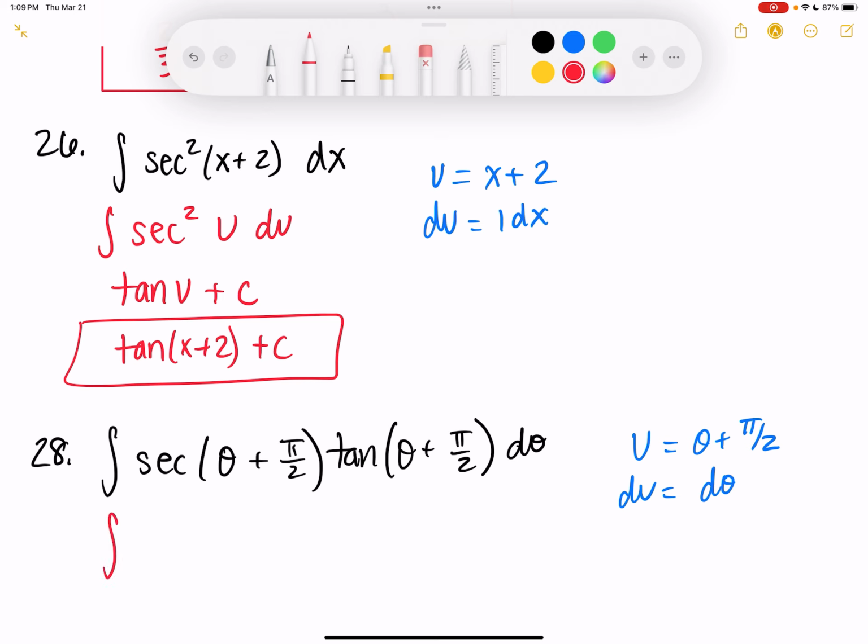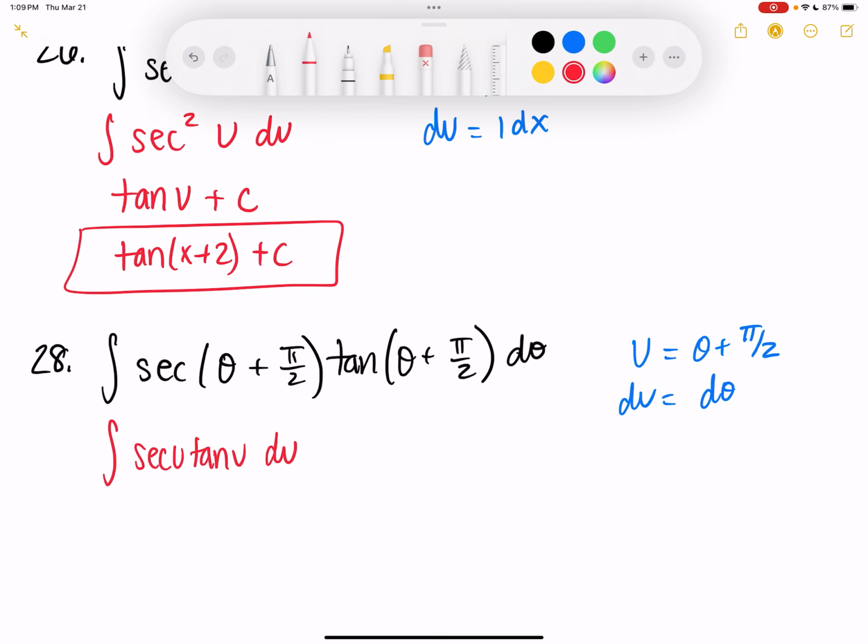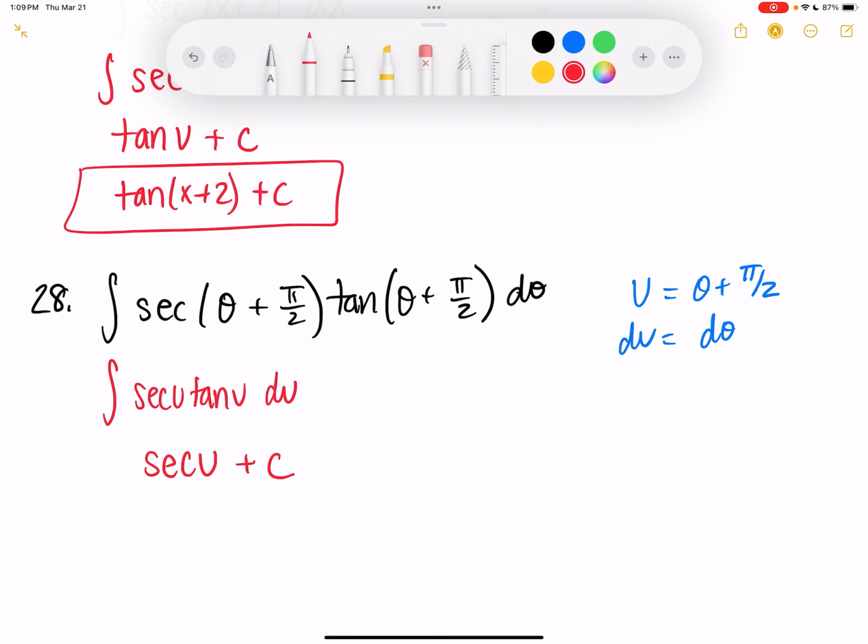So I have the integral of secant of u, tangent of u, du. I noticed in this one I didn't have anything we had to take out, just like in number 26. So what is the antiderivative of secant of u, tangent of u? Secant of u plus c. And then we do the replacing. So we get the secant of theta plus pi over 2 plus c.